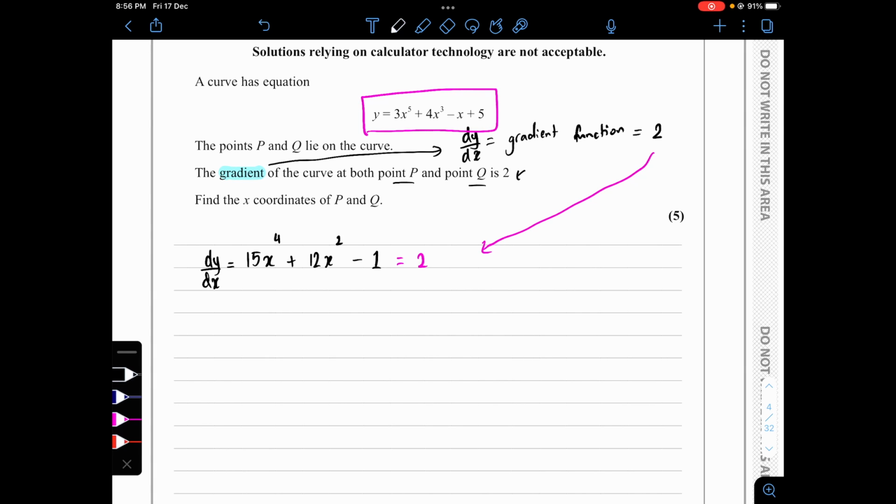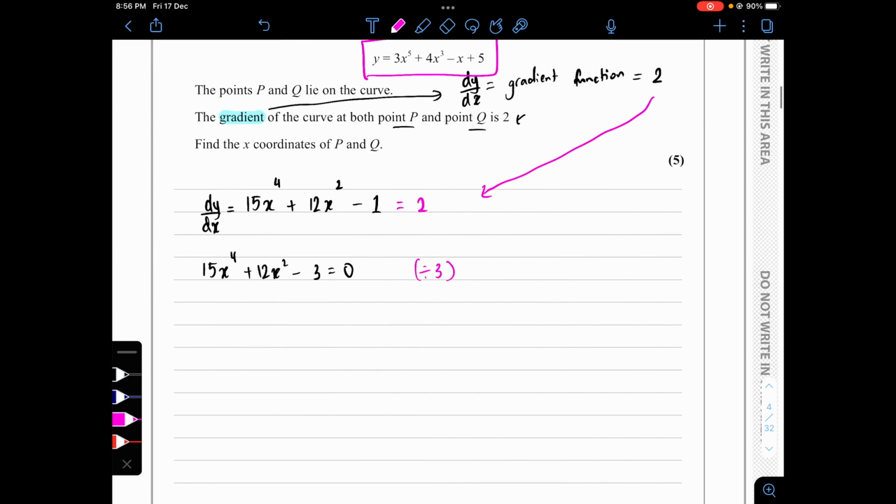So now we can simplify this. We can take 2 to the other side: 15x to the power of 4 plus 12x squared minus 3 equals 0. Now you can see here that all of these terms are divisible by 3. So let's divide by 3. So 15 divided by 3 is 5.